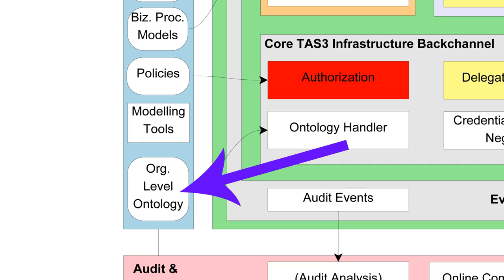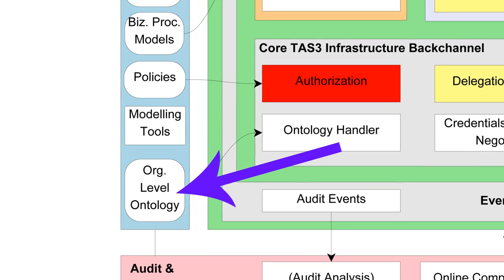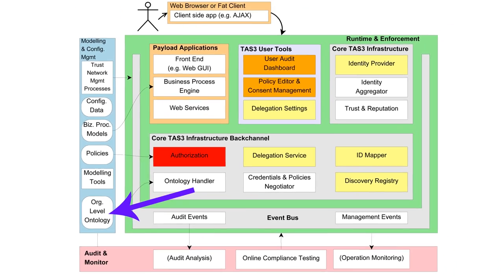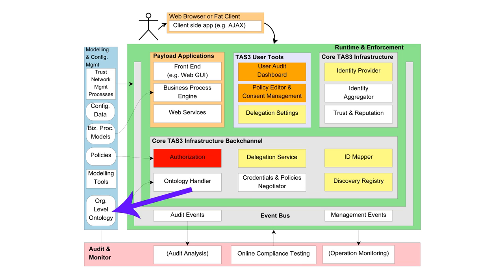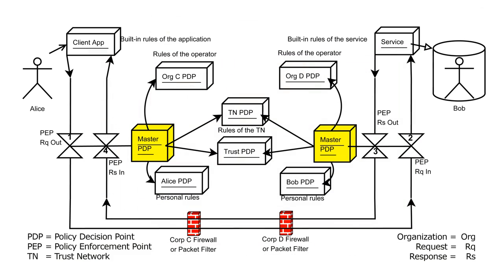Effectively, one of the reasons why we need ontology is that there are many types of credentials in the world, and in order to have interoperability between systems just at the authorization and security level, we already need to do credential mapping, and we need the ontology for this. Of course, ontologies can also be used at the application layer. There's lots of use for them there. Okay, so this is the four-point authorization framework of TAS³.